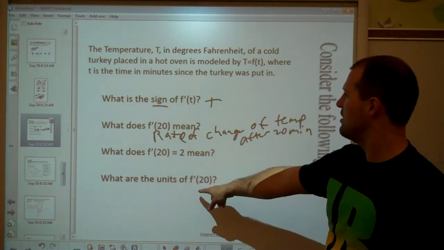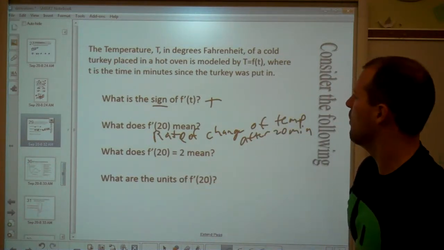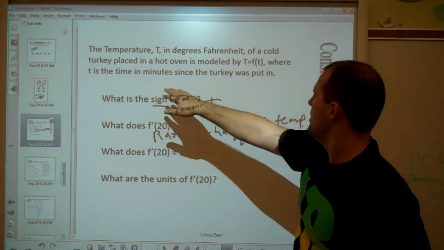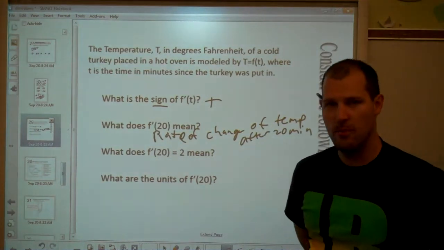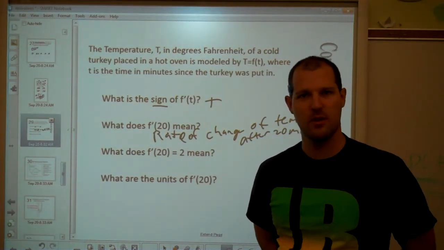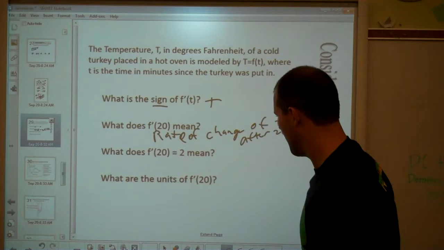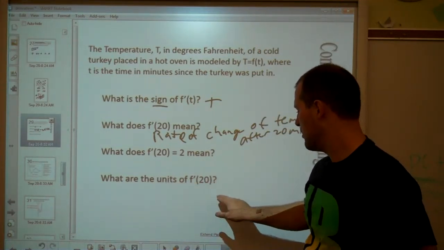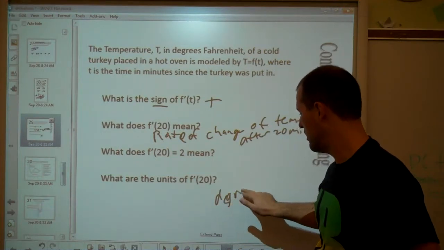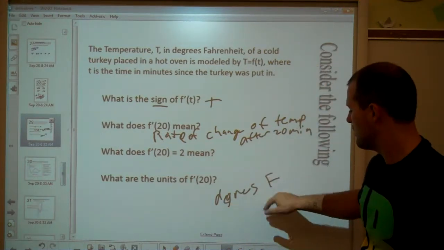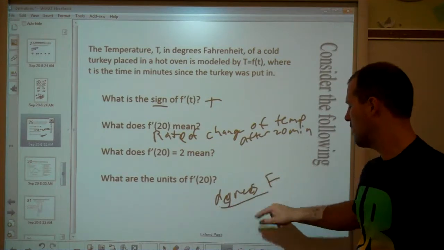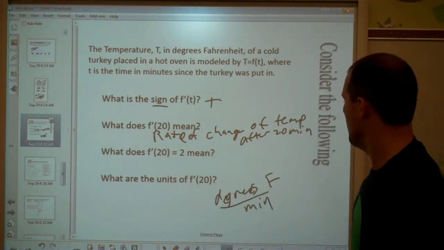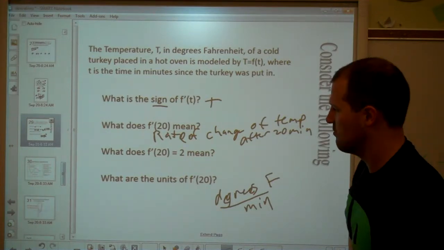And then what are the units of f prime? Well, let's look in here again. Okay, we've got temperature and we've got time in minutes. So based on the fact that we're filming this in the United States, we're going to use Fahrenheit instead of Celsius. Sorry about that. For us, the units at the rate it's changing, that's going to be in degrees Fahrenheit per minute. Okay, and so that's an interpretation of a derivative and what it means to us.